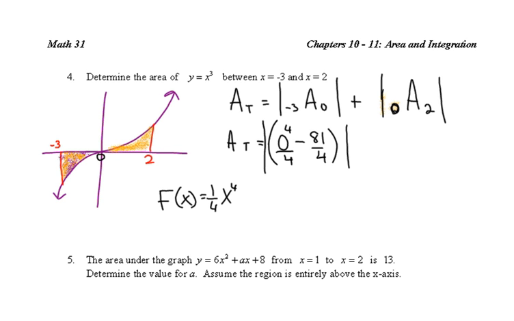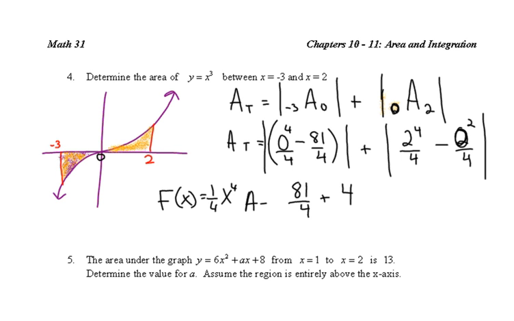Here, I'll show you plugging it in. Plus 2 to the power of 4 divided by 4 minus 0 to the power of 4 over 4. So 81 over 4 plus 4. This one was a negative, but we're taking the absolute value of it. What does it equal? Which equals 97 over 4.